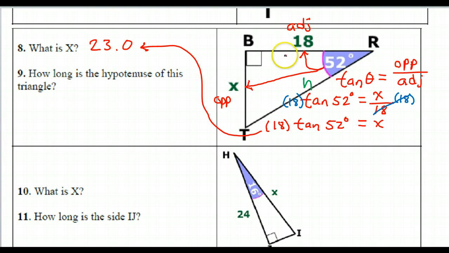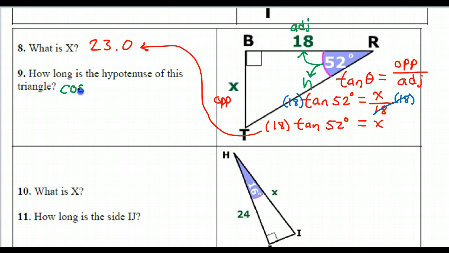Now, I need to again decide which function I'm going to use. I still have to use that 18 because that's the only one I've got. It's the only actual number I've got. So 18 is still adjacent. But of course, h here is my hypotenuse. So I've got adjacent and hypotenuse. Which trig function involves adjacent and hypotenuse?